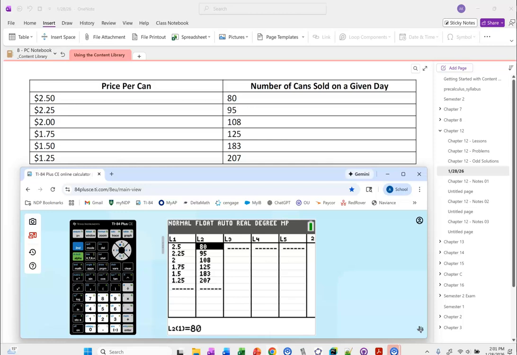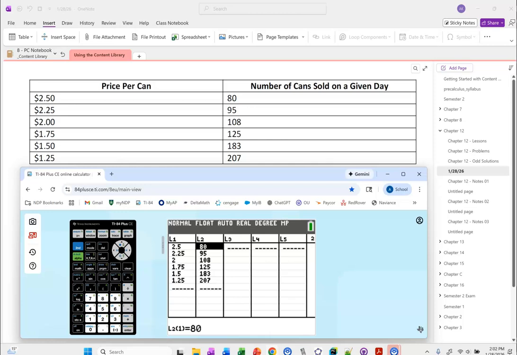So this data is about the price a store is charging per can of a drink, and then the number of cans sold. So the cause should be the price, right? If I change the price, the effect should be I sell more or less of my product. So I want to make sure that my prices were my X coordinate. So I type those into my first list, L1. And the number of cans sold would be my effect. So I'll make that my Y coordinate. So I type that into the L2 space.